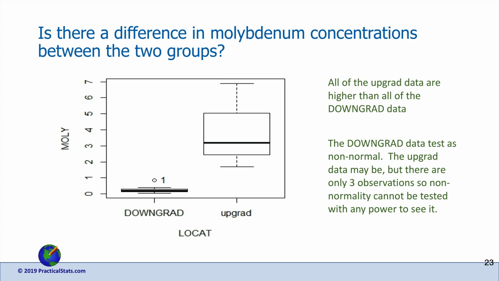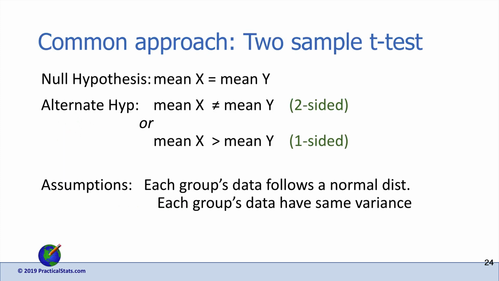So what do you do? Well, one way is just to hope and do a 2-sample t-test. And so that's what I've done first. It assumes that each group's data follow a normal distribution and that each group has the same variability, the same variance. And that's certainly not true here either. Typically, our data violate both of those assumptions on a very common basis.